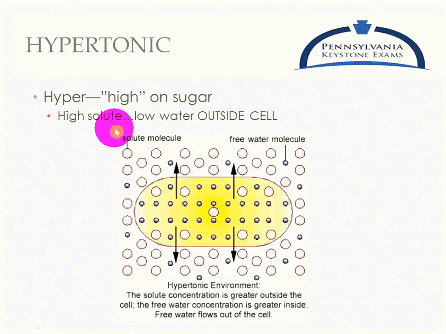It looks something like this. Very, very different than the last picture. I see tons of pink solute dots on the outside, not too many on the inside. But again, we're focusing on the water. I see inside the cell, there's a high water concentration. Hypertonic, high solute outside, low concentration of water outside. Water wants to go from high to low. So what happens in this case is the water is going to flow right outside of the cell.